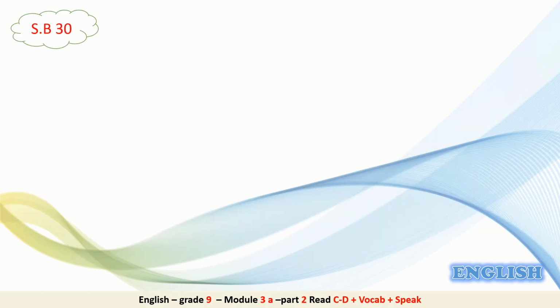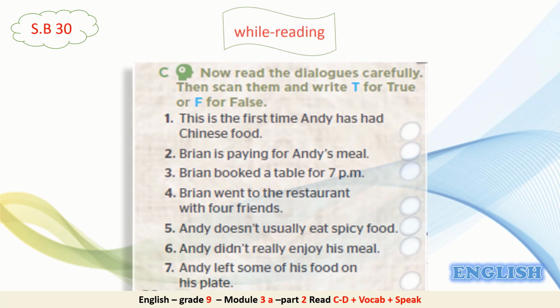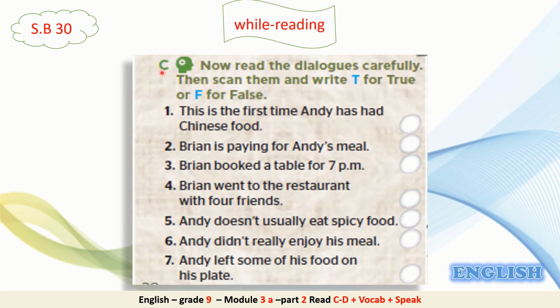Could you please open your student's book, page 30. This is a while reading task. Now, read the dialogues carefully, then scan them and write T for true or F for false. So what you are going to do is to read it quickly for specific information that may help you decide whether each of these sentences is true or false. Before that, could you please pause the video and do the task? Go on.